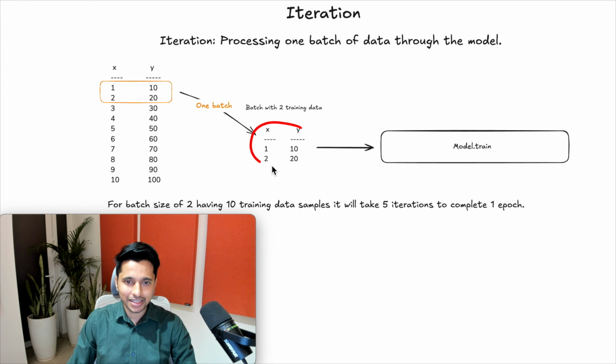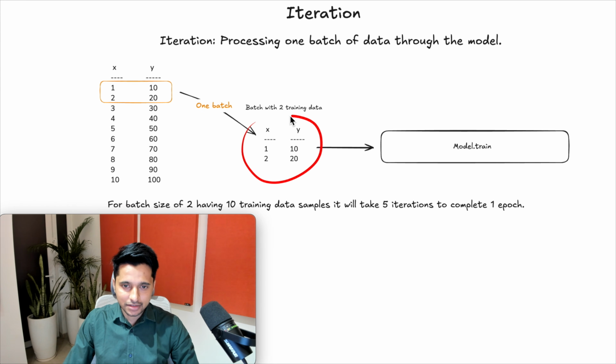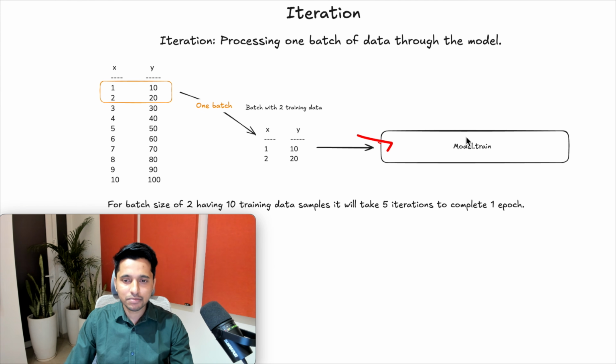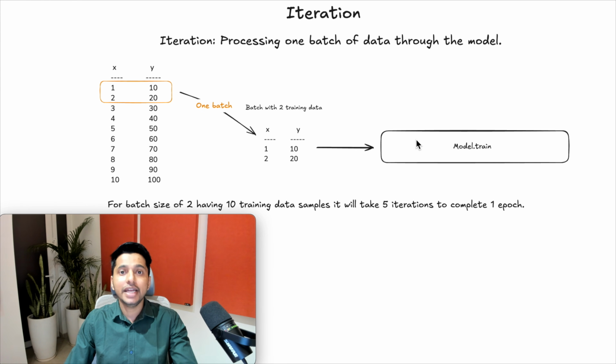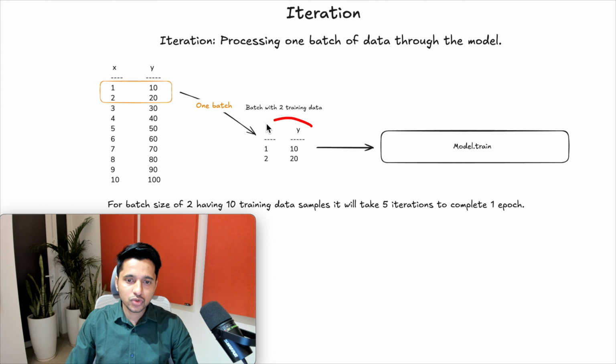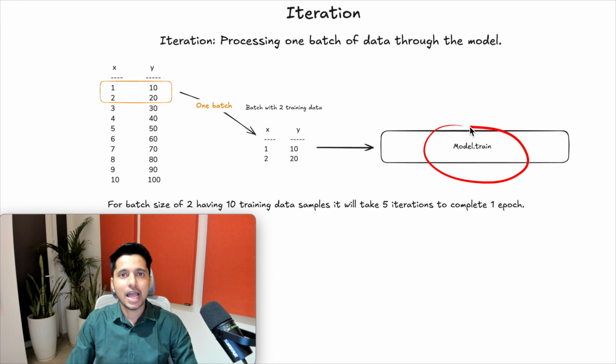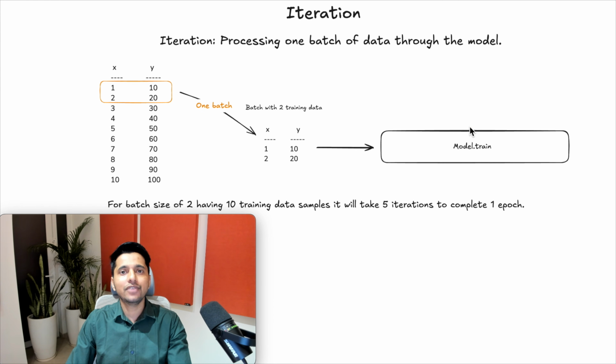So this is the one batch, right? When we feed this one batch into the model, in that process the model will get trained and it will update its own weights. And that complete process is called one iteration. So one batch goes into the model, the model gets trained based on that batch, and it updates its own weights. That complete process is called one iteration.